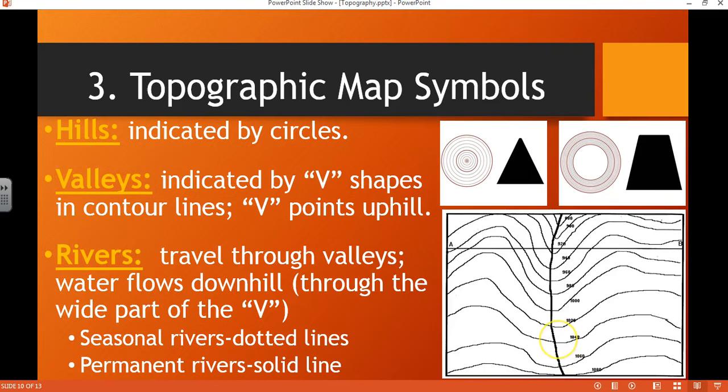So if I was to try and identify the direction that this river here is flowing, I would say that this river is flowing to the north, because that is the direction that the V is opening up. So the river is flowing north. Now this happens to be a permanent river, a river that is flowing year-round, and I know that because it's a solid line. If this was a dotted line, then that would indicate a seasonal river, which only flows after either a rain shower, or it might flow in the spring as the snow is melting and the water is flowing downhill.